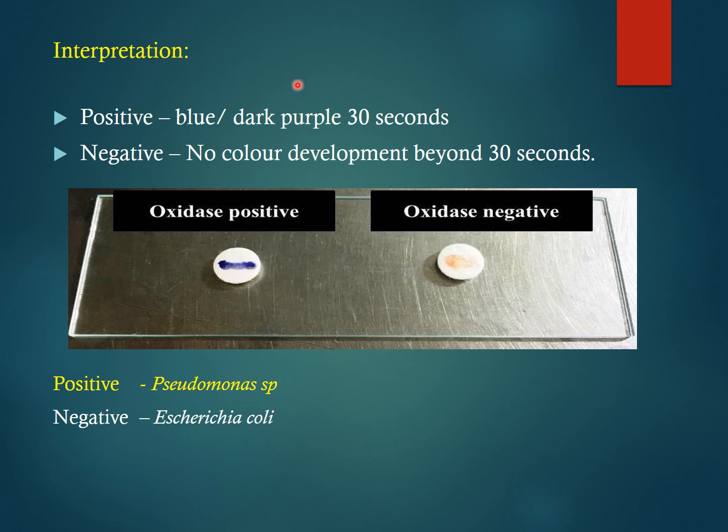Interpretation and results: if the given organism is oxidase positive, purple color will appear within 30 seconds as you see in this picture. If it is negative, no color change is seen beyond 30 seconds. Example for oxidase positive organism is Pseudomonas species. An example for oxidase negative organism is Escherichia coli.